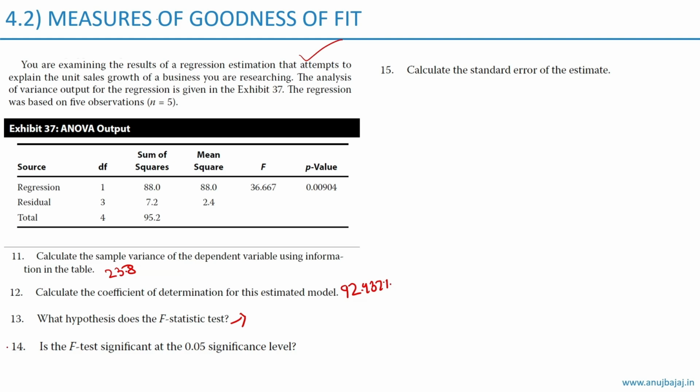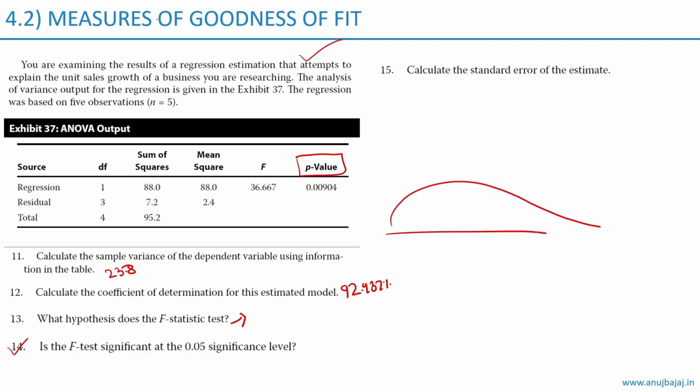Question 14 is an interesting one. Here we are not given the F critical value against which we can compare the F statistic and conclude whether we want to accept or reject the null hypothesis. Here we are given the p value. So if you remember from our previous chapter, the p value refers to the percentage of observations that lie below the F statistic.